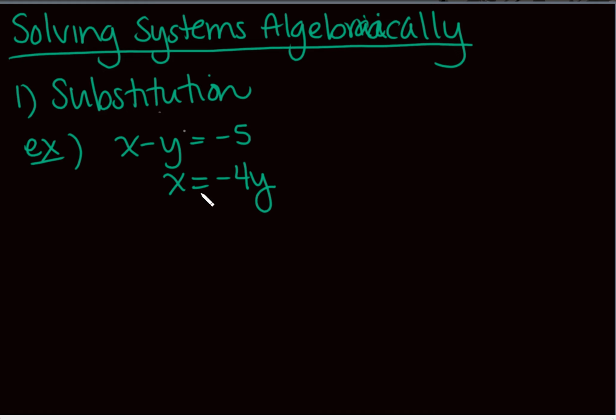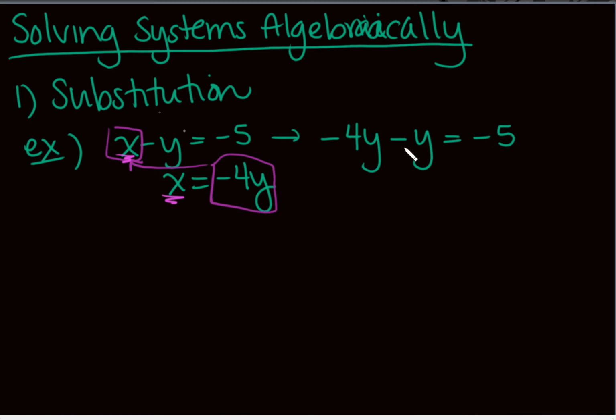So if I know that x is equal to negative 4y, I'm going to take this negative 4y and substitute it in for x here. Look, this is x and this is x. So instead of having x, I'm going to have negative 4y minus y equals negative 5. Now I have an equation with just one variable, which is what I want. So I have negative 5y equals negative 5. Sure enough, y equals 1.